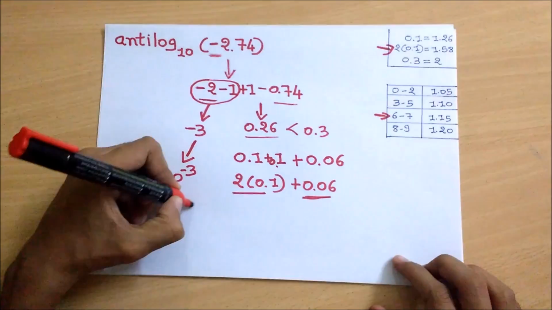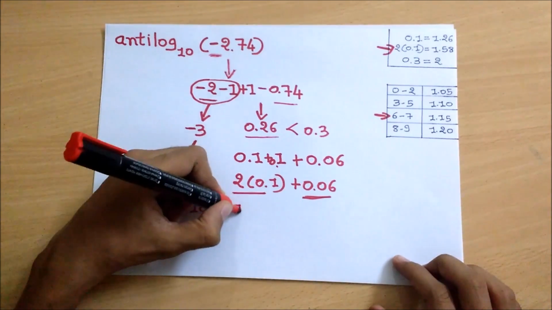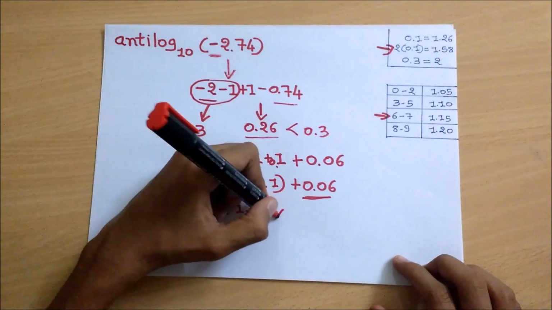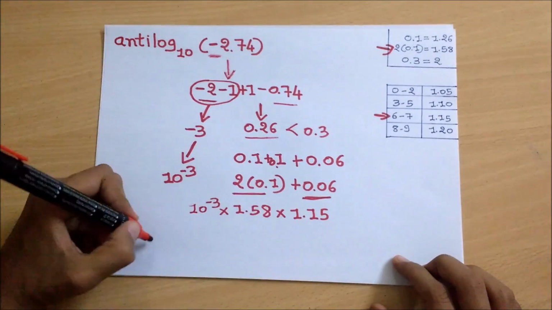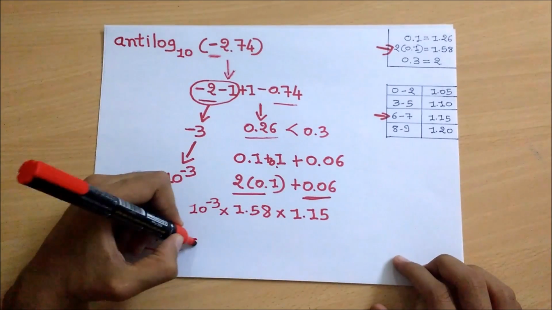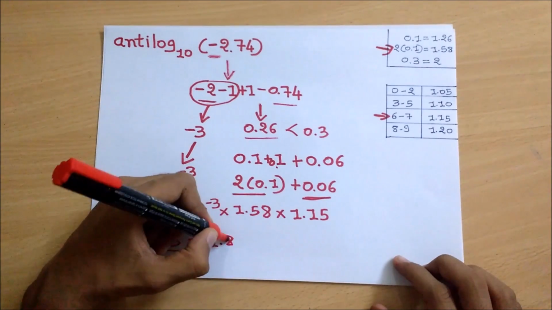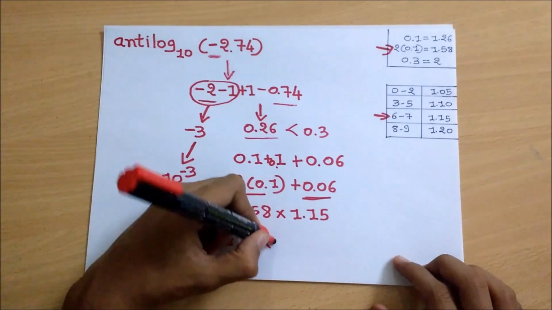Now we will multiply all these values and get the answer. The answer is 1.817 into 10 raised to minus 3, which is very close to the actual answer.